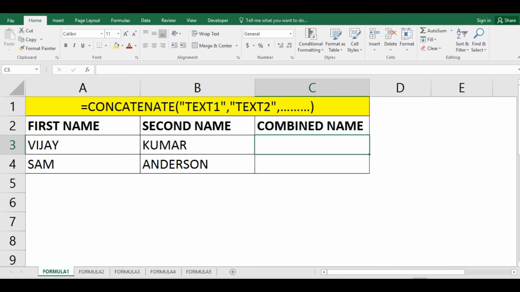Hello friends, in this video we are going to learn text formula in Excel. First one, concatenate formula. This is a syntax for concatenate formula. This formula is used to join or combine the text. For example, I am going to combine the first and second name by using this formula.